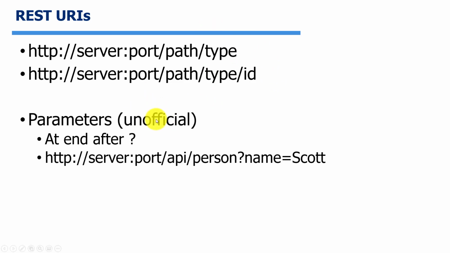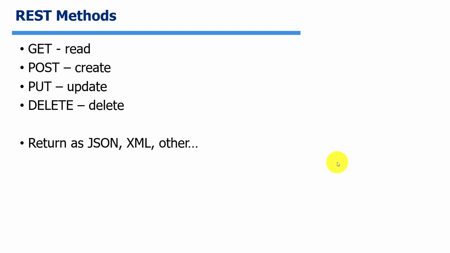Now there are some unofficial extensions on this where you can actually add some parameters on the end. So if you wanted to have it do a search, you could say, let me look at the person collection and then choose the one whose name is Scott. That's not officially part of the original REST specification, but people use it quite frequently and it works pretty well.